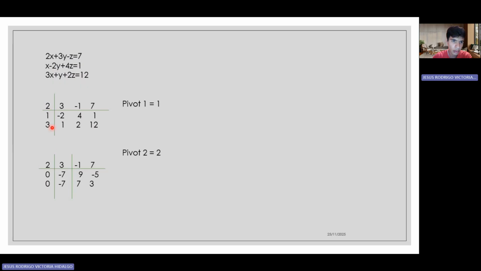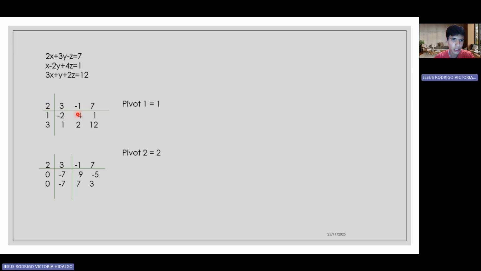Then we have 2, 3, minus 1, and 7. It passes just like that. And then we have to get every position. How does it work? It is 2 times minus 2 minus 3 times 1. So we have 2 times minus 2, minus 4, minus 3 times 1 is minus 4 minus 3. It's the minus 7 right here.